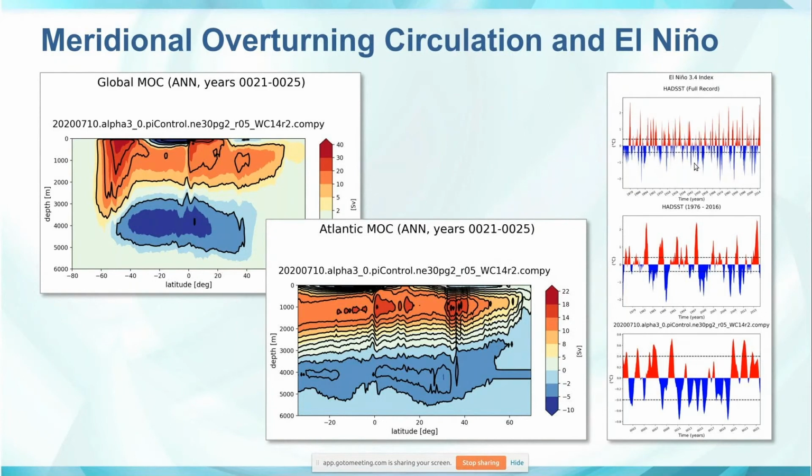And we also have a diagnostic. So this isn't a terribly good example of it, but we have a diagnostic of the El Niño index, and that can be used to kind of get a sense of whether the El Niño statistics are reasonable. So this is the time series. We also have a spectrum that you can look at instead.